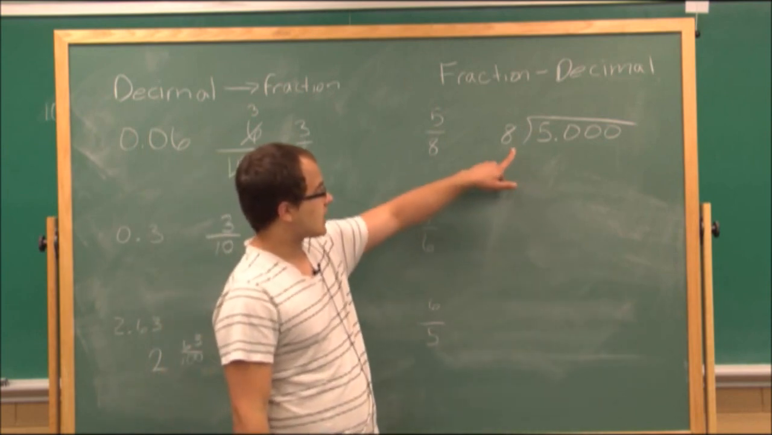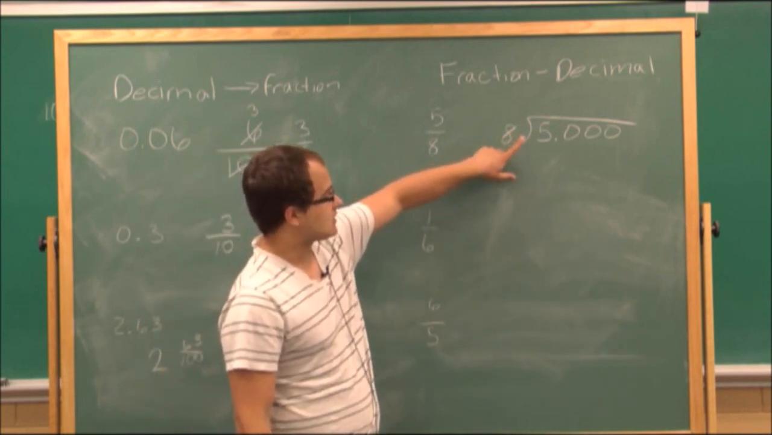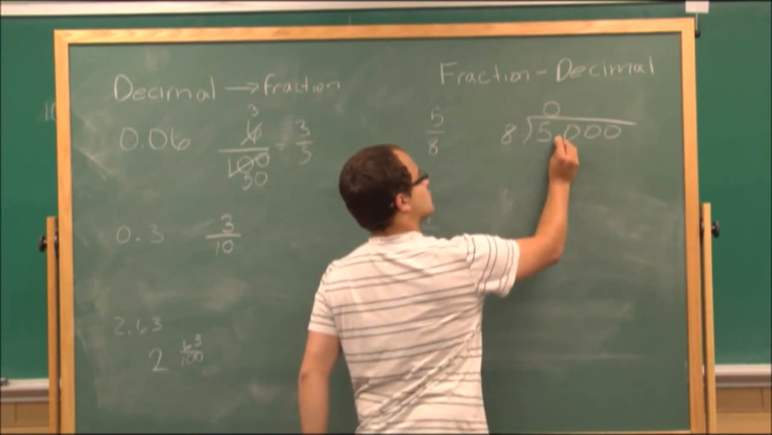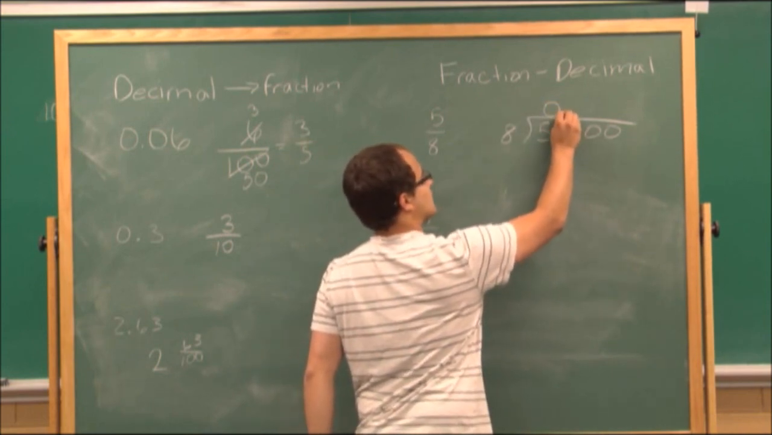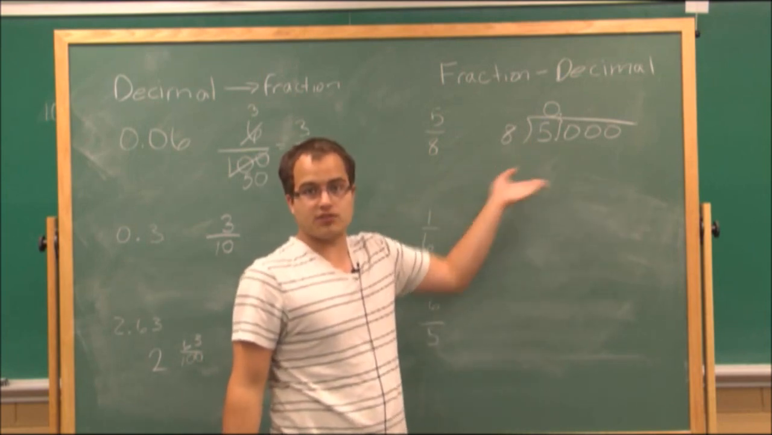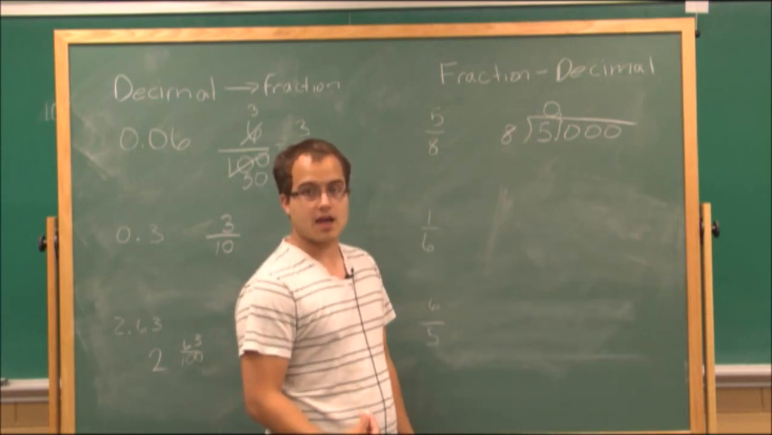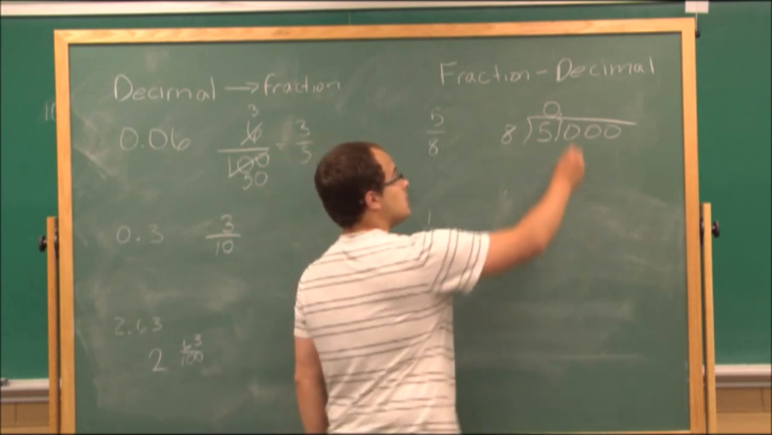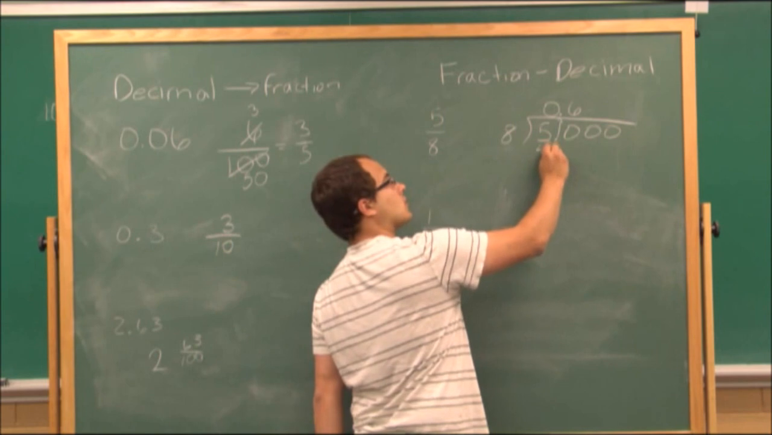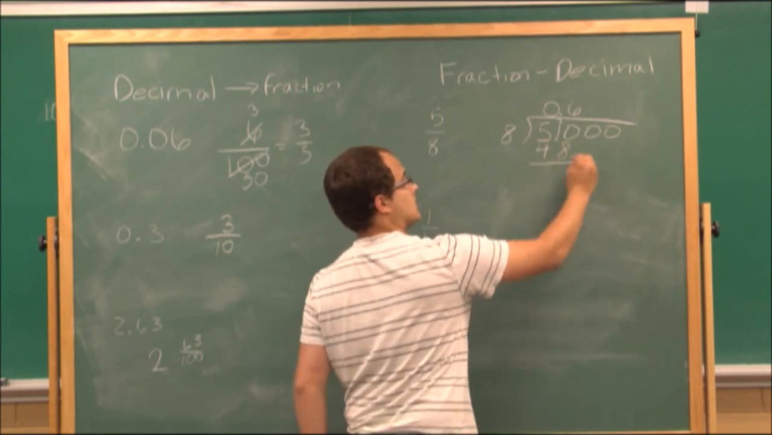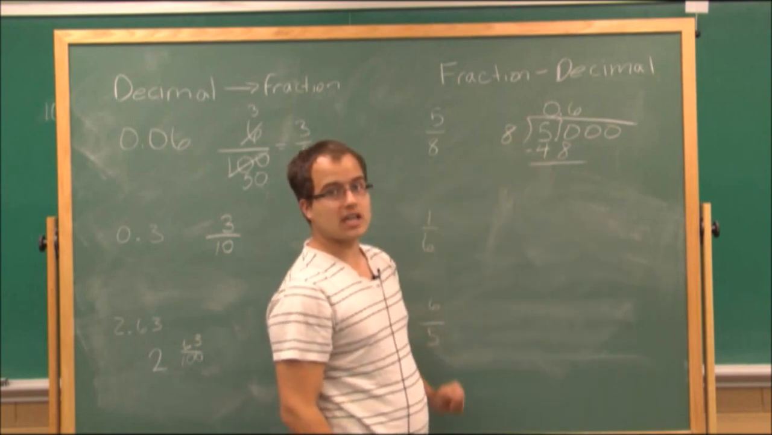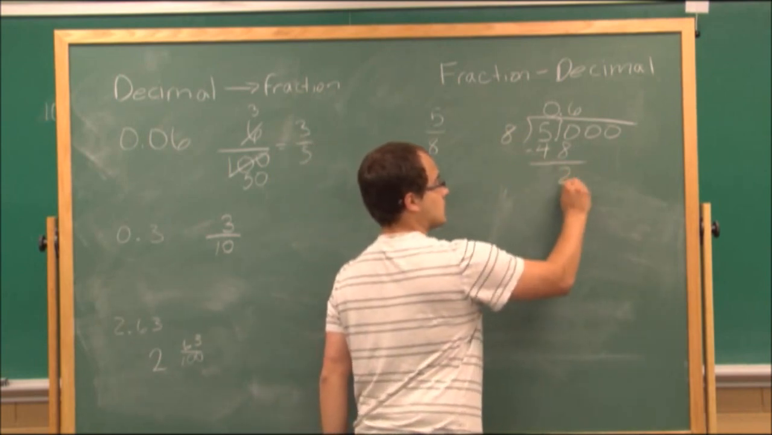To do long division again, you look at the 8. Does it go into 5? No. And the decimal goes straight up. Now I look at 50. Does 8 go into 50? Yes. How many times? 6. Because 6 times 8 is 48. Then you subtract. 50 minus 48 is 2.